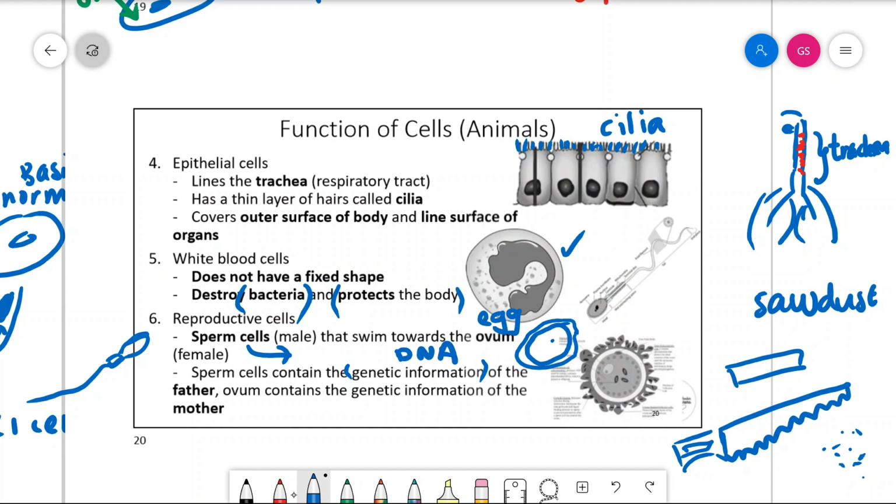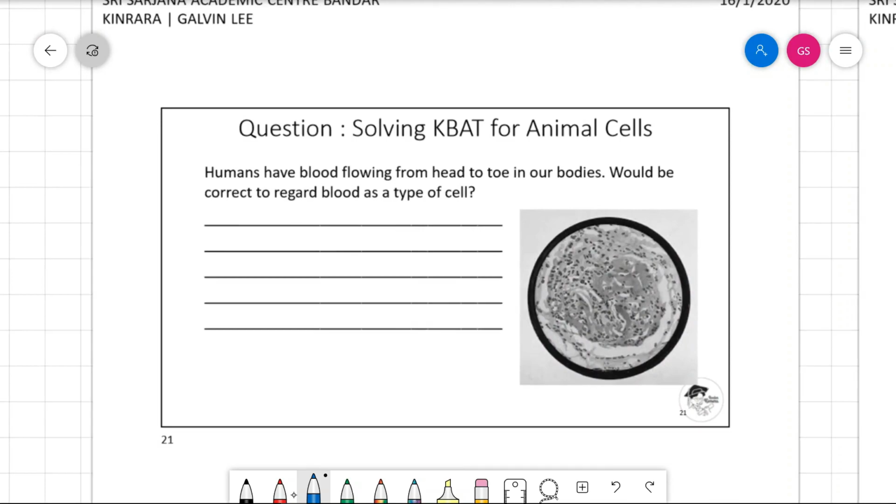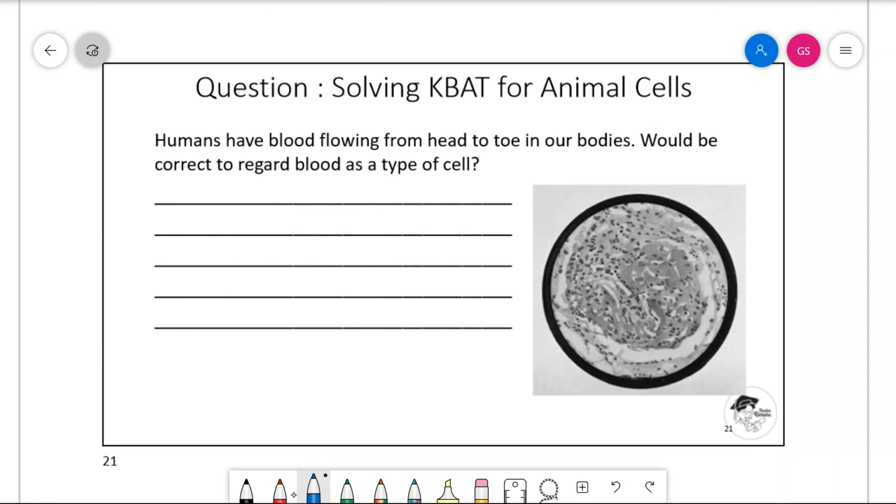Okay, so that's siap. Now let's look at the kebab question. Solving kebab for animal cell. You can attempt this question, but we are going to go through the answer now. Humans have blood flowing from head to toe in our bodies. Would it be correct to regard blood as a type of cell? So they're asking you, adakah darah merupakan sejenis sel? They're asking you that. But let's be careful.